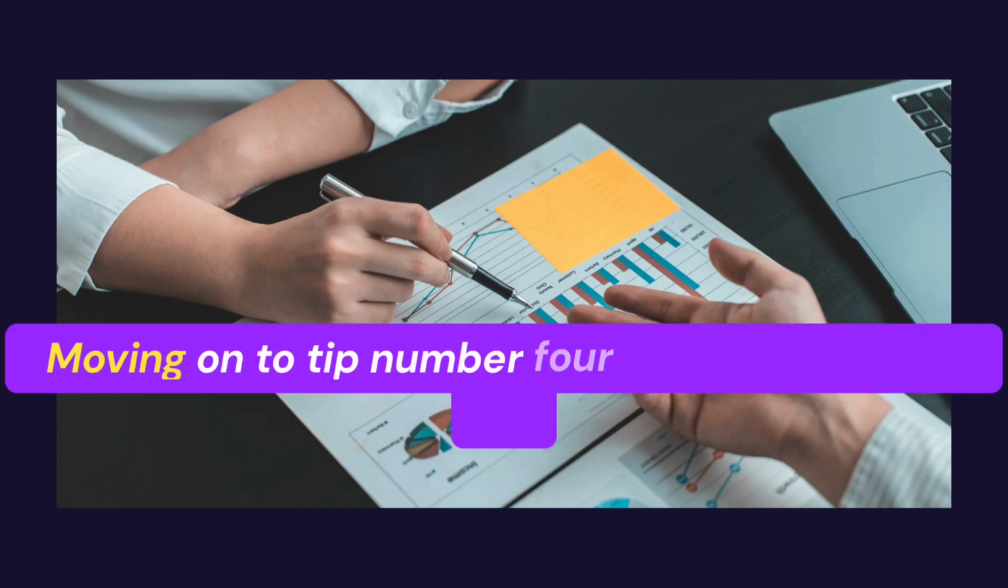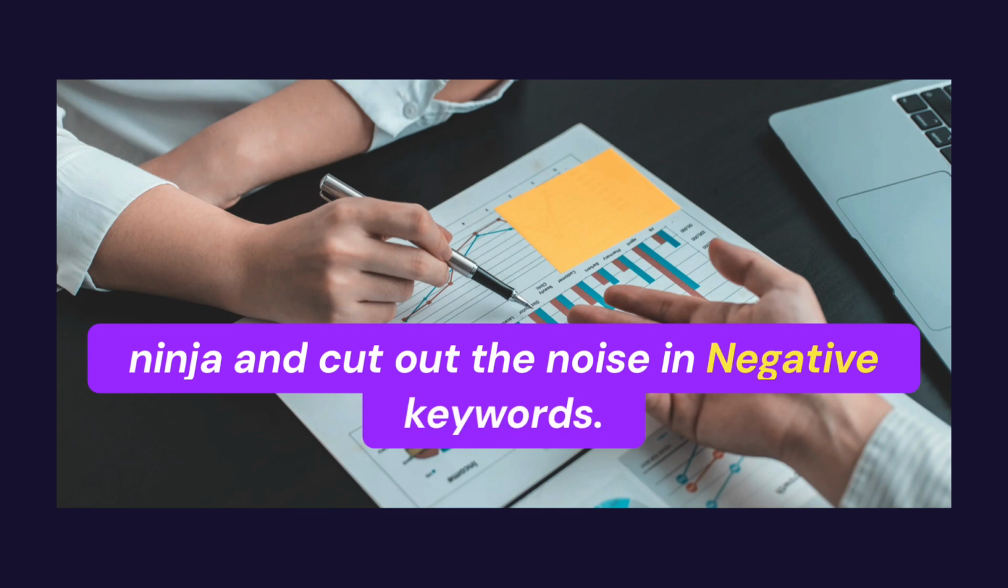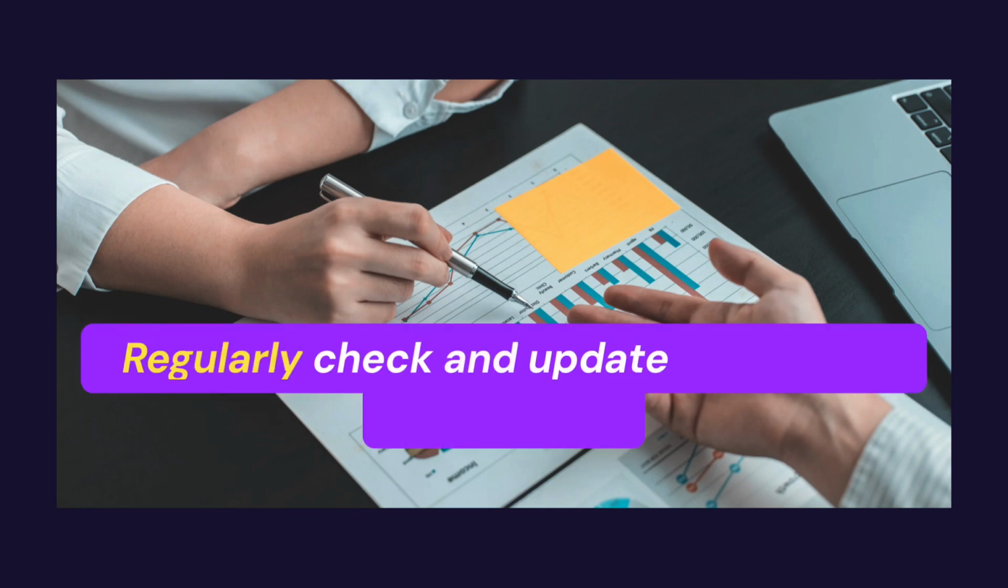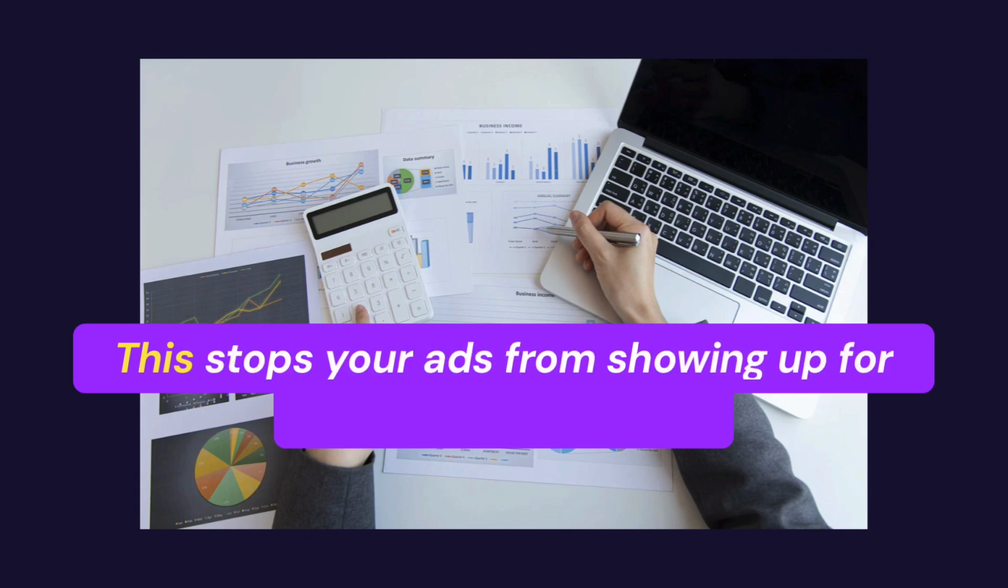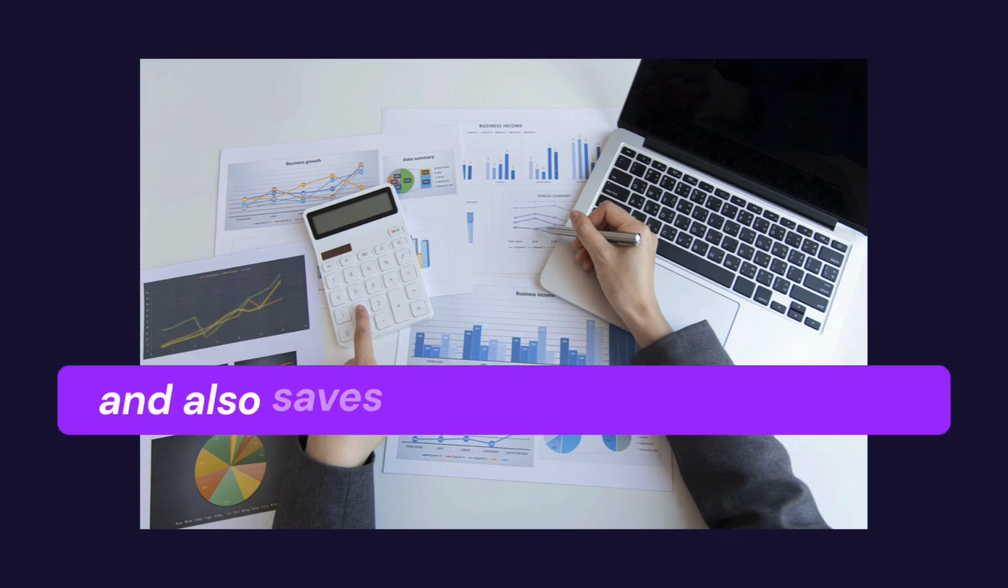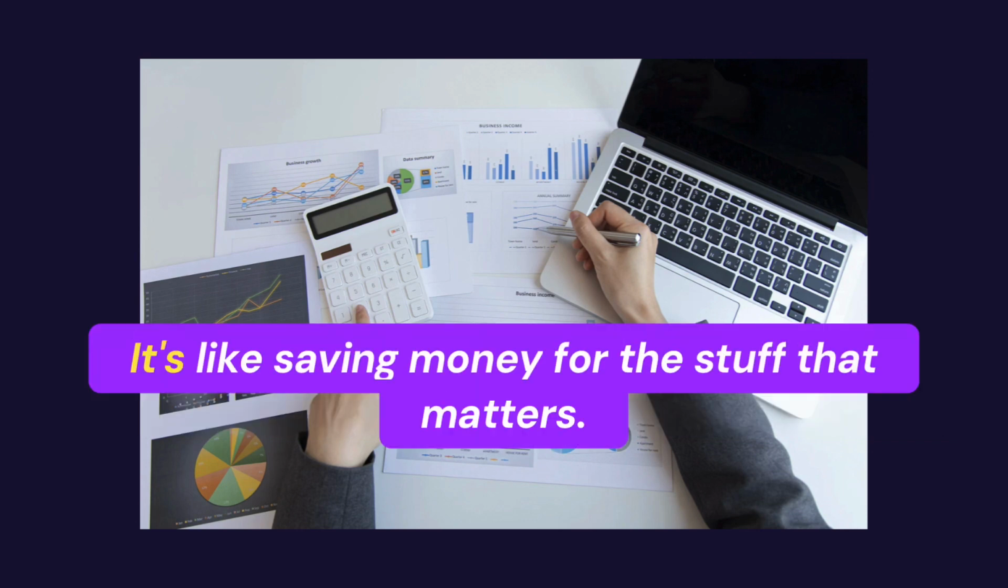Moving on to tip number 4, negative ninja. Be a ninja and cut out the noise with negative keywords. Regularly check and update your list of negatives. This stops your ads from showing up for irrelevant searches and also saves you money in the long run. It's like saving money for the stuff that matters.